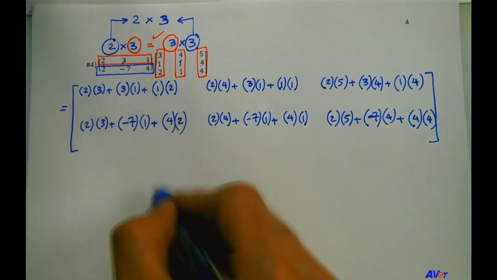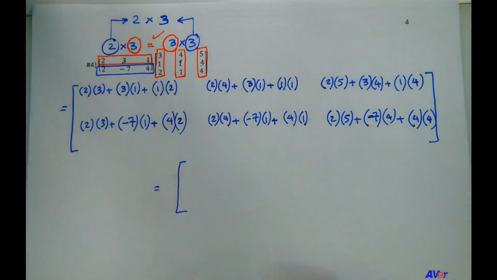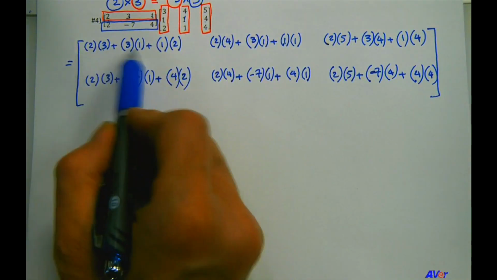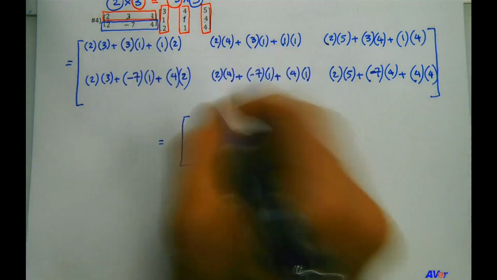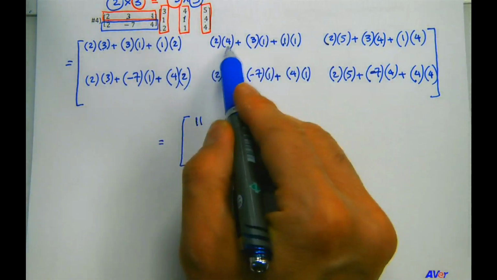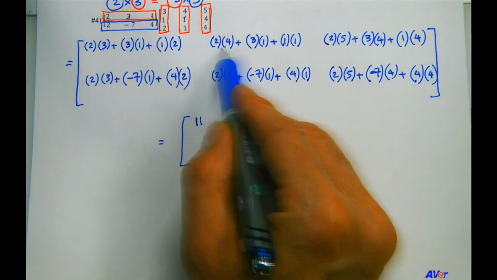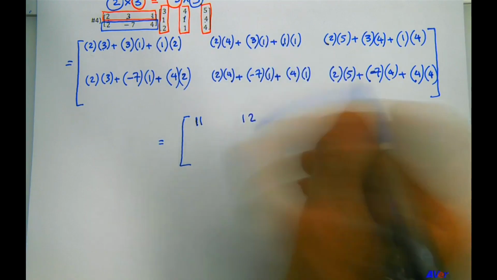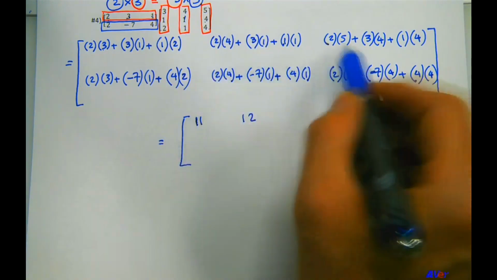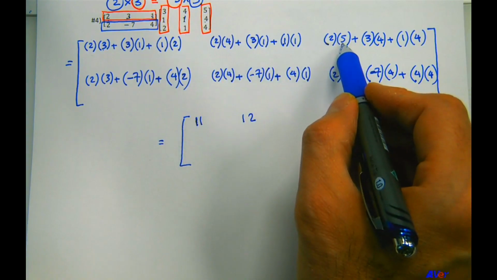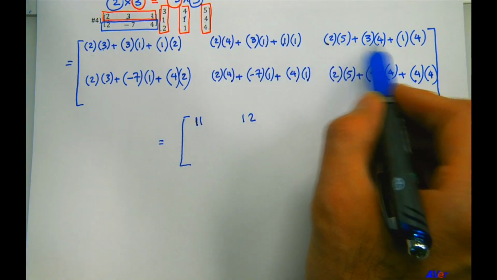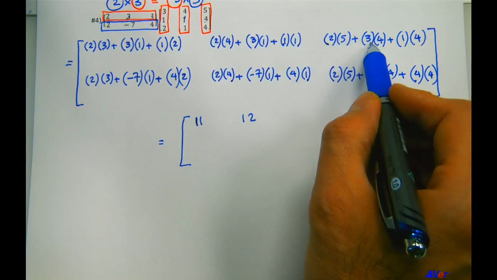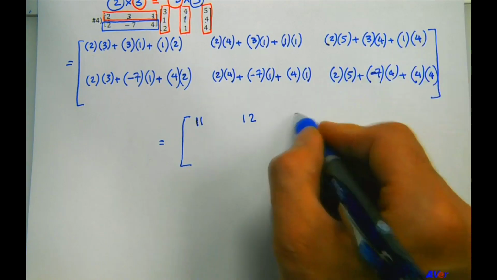So simplifying, we have 2 times 3 is 6. 6 plus 3, 9. 9 plus 2, 11. 2 times 4 is 8. 8 plus 3, 11. 11 plus 1, 12. 2 times 5 is 10. 10 plus 12, 3 times 4, 12, plus 10, 22. Right? 22 plus another 4, 26.